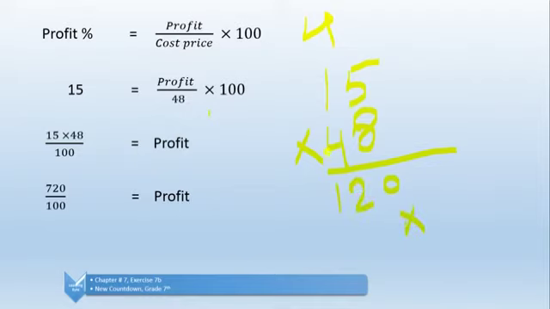Now we will add these both values, 0, 2 and 7. So now we have 720 multiplied by 100. Now let's see how to divide 720 by 100.